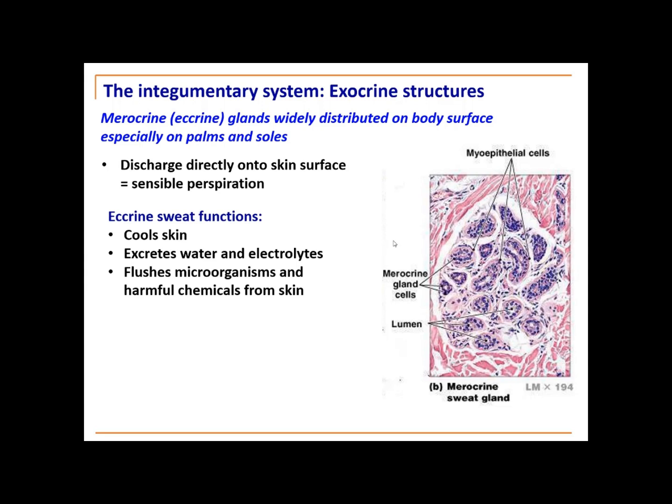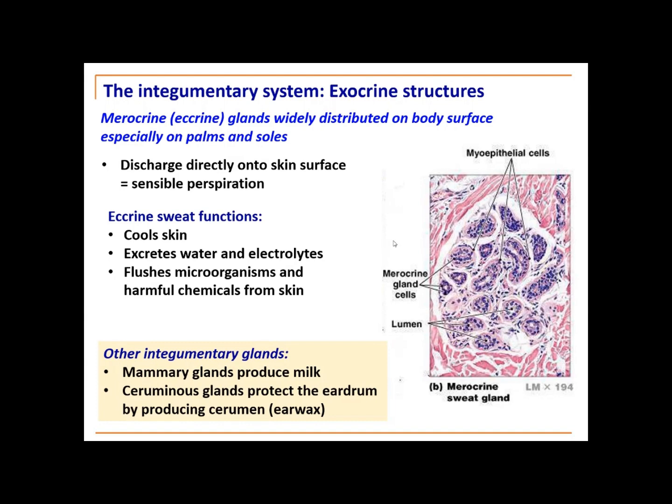It excretes water and electrolytes, and it helps to flush microorganisms and harmful chemicals away from the skin. So what you can now see is that the eccrine sweat helps to remove bacteria from the skin, whilst the apocrine sweat appears to stimulate bacterial growth, and you get that smelliness associated with it.